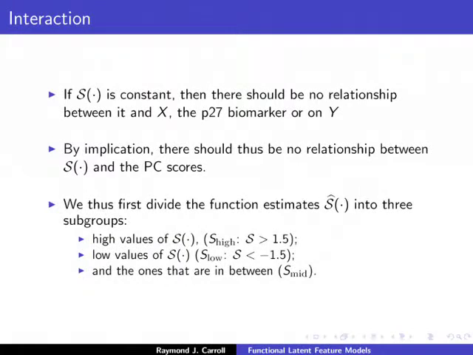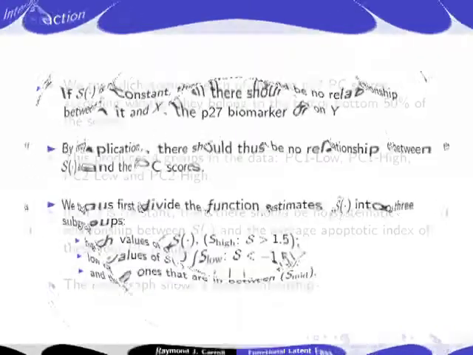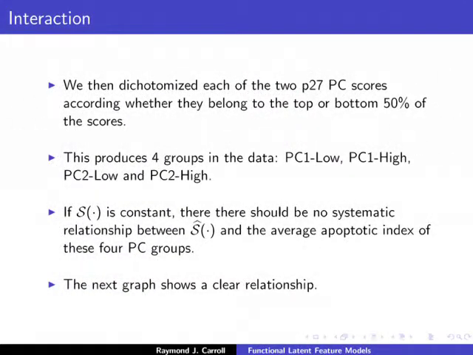But there are some other indications that there is really an interaction. I can do a bunch of these little simple things, which sometimes are good to do. If the single index function is constant and there's actually no interaction, then there shouldn't be a relationship between the principal component scores and that function. And so I split up the estimated function into three groups of high, medium, and low values. And then I split up the principal component scores into high and low and plotted them. And this is, again, a picture without standard error bars, but it's highly suggestive.